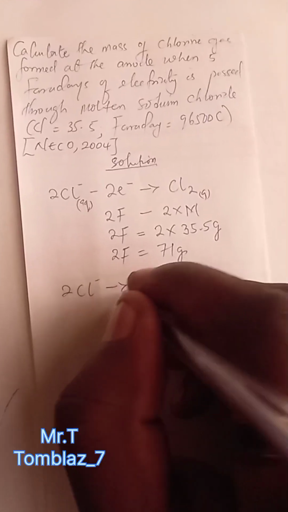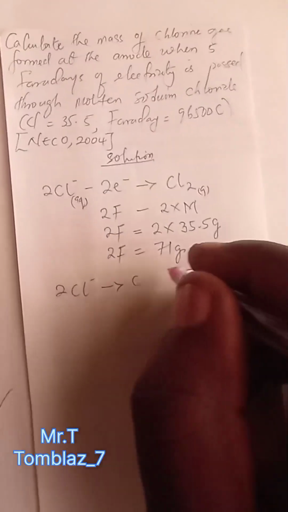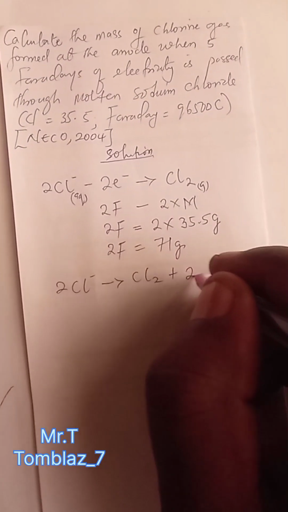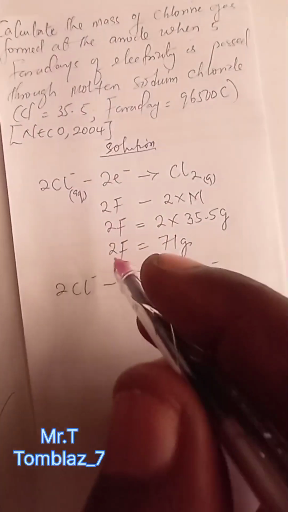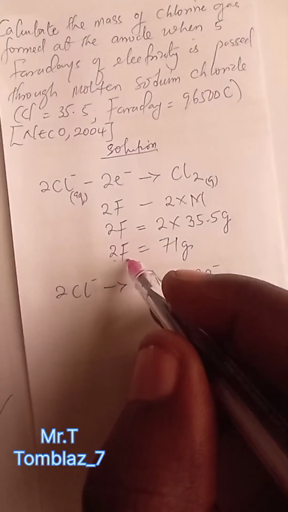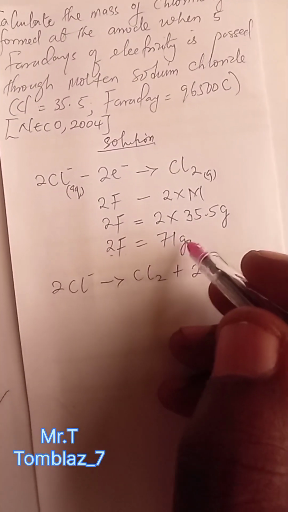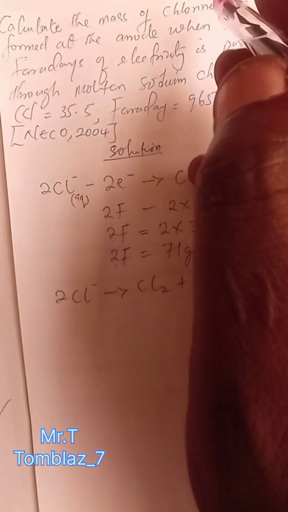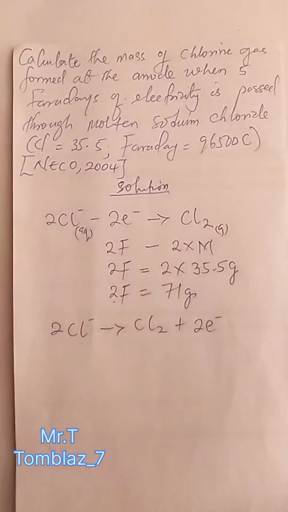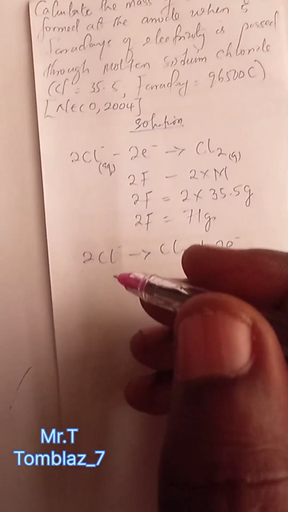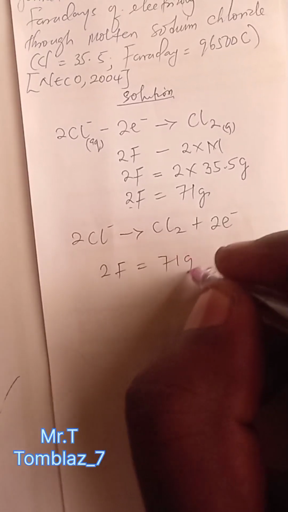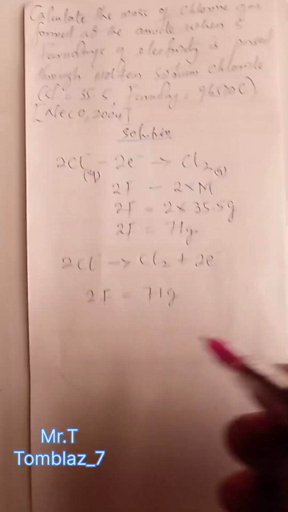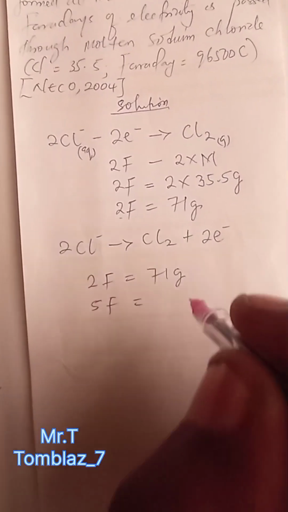You can also balance this equation to look more proper, so this can also be written as 2 chloride ions giving chlorine gas plus 2 electrons. Now what this means is if 2 Faradays gives 71 grams of chlorine gas, then what does 5 Faradays produce? That's what the question is asking. So let's write our simple equation: 2 Faradays gives us 71 grams. Then based on the question, 5 Faradays is going to give us x.